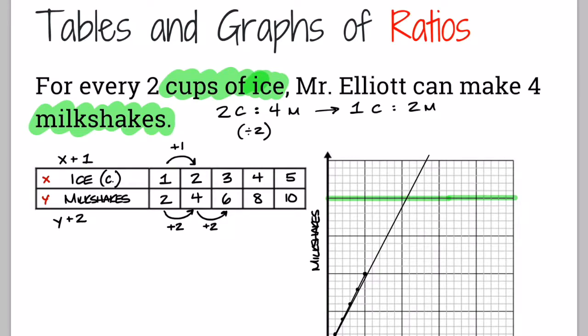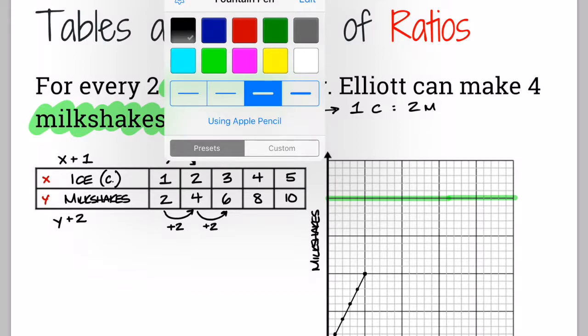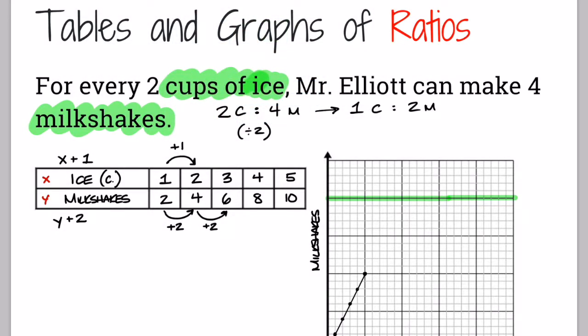Did you notice I got off there? Let me try that one more time. I'm going to make a different color just in case it gets off. All right, there we go. And see that red line? That red line is the ratio. If I keep to my 1 cup equals 2 milkshakes, that red line would tell me how much ice I need.